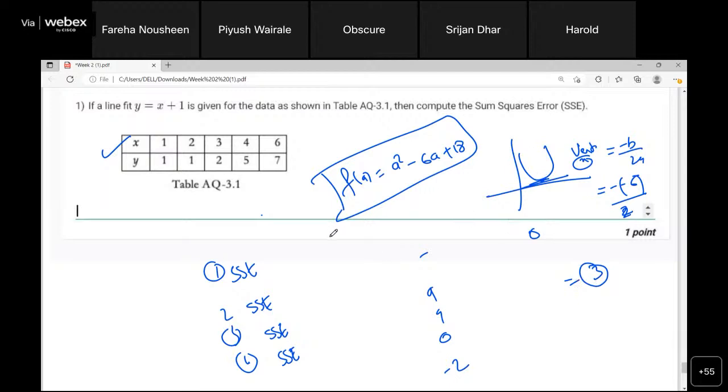So if we put 3 here, what is the value of f of a? The y coordinate of the vertex is 9 minus 18 plus 18, right? So that is 9. Now we have to find out the best fit curve. What is the answer for this? 9 only, right? 9.